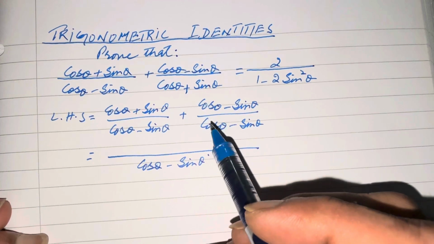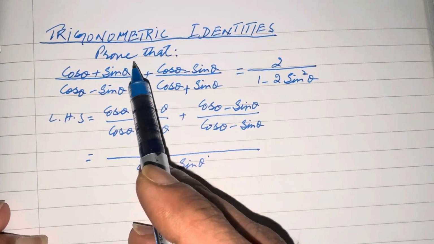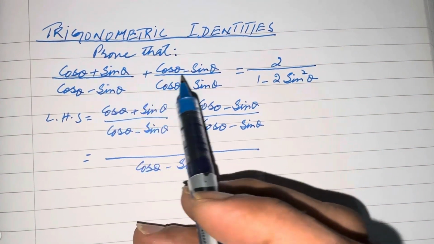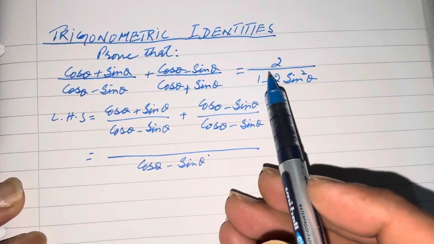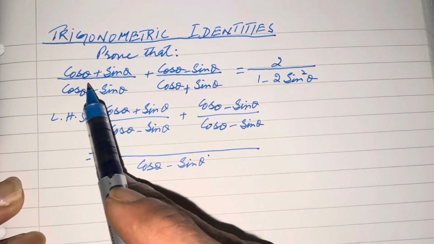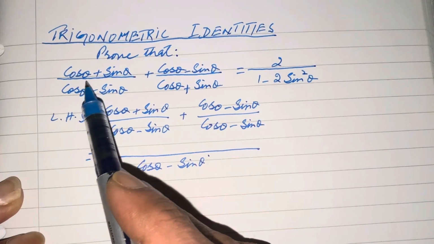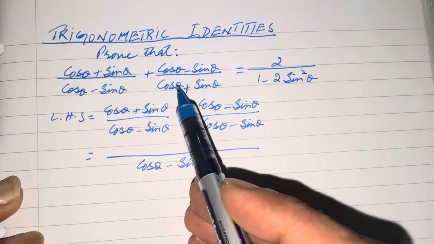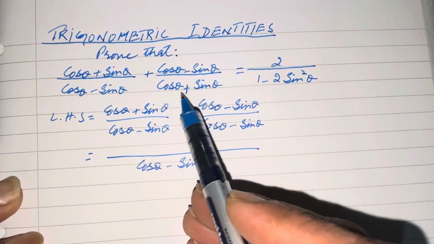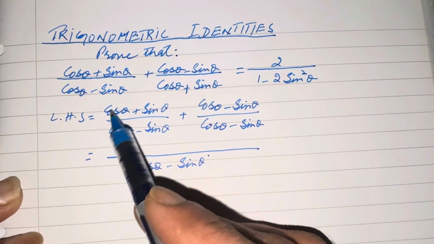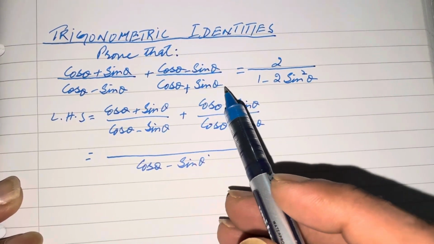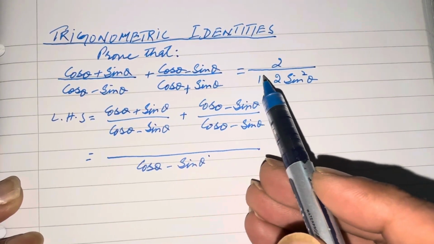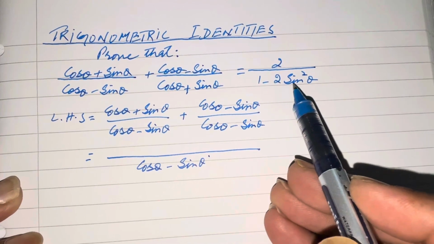So in our today's video we are going to prove the trigonometric identity that is given in front of you. As left hand side, we have to prove it is equal to right hand side. So left hand side is given as (cos theta plus sine theta) divided by (cos theta minus sine theta) plus (cos theta minus sine theta) divided by (cos theta plus sine theta). And after simplifying the left hand side, we will prove that the left hand side is equal to right hand side, as the right hand side is given as 2 over 1 minus 2 sine squared theta.